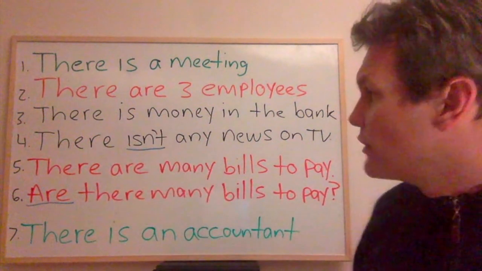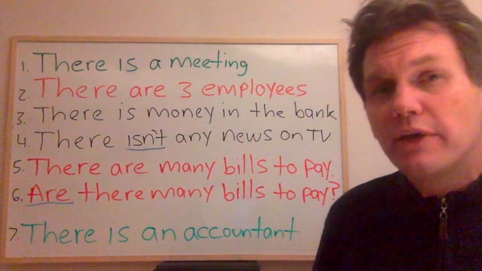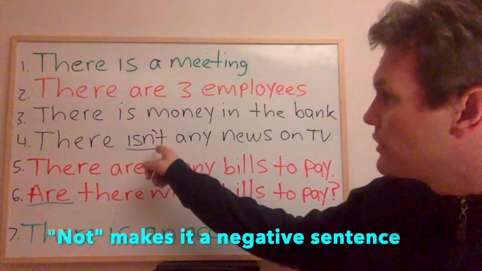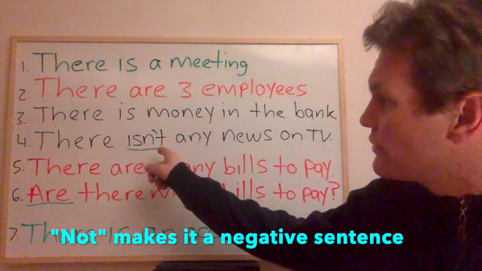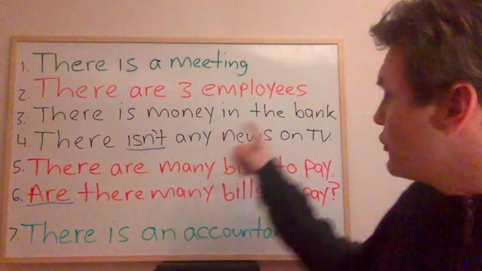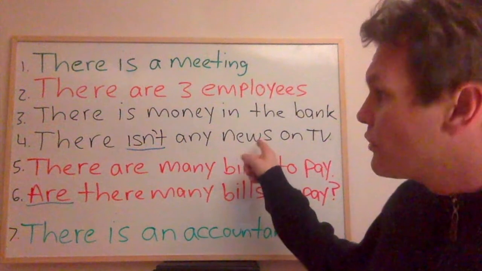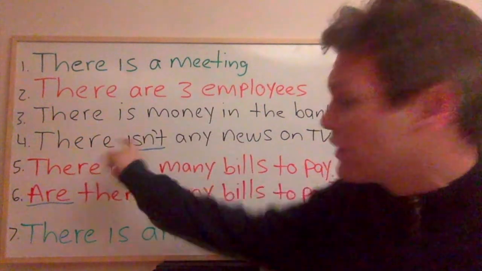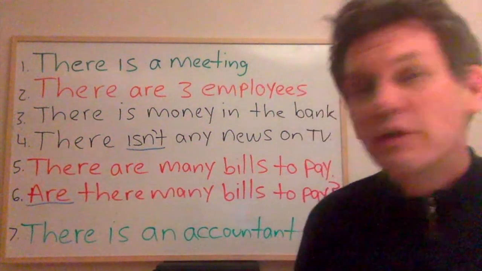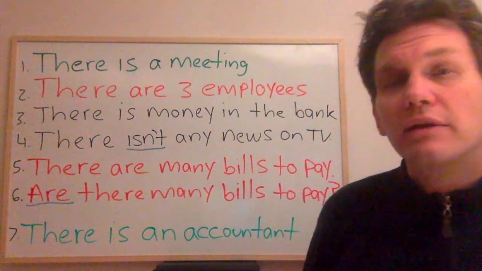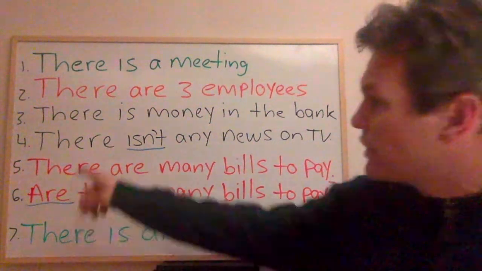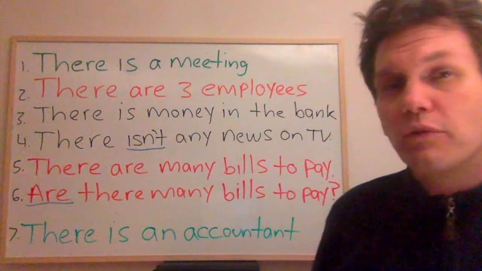Number 4, there isn't any news on TV. I made this sentence negative by putting not in here. So if you want to make it negative, all you have to do is put not next to the verb. News is uncountable, so that's why it is there is, the singular there is form. Number 5, there are many bills to pay. Bills is a plural noun, so it's going to take the there are plural form.